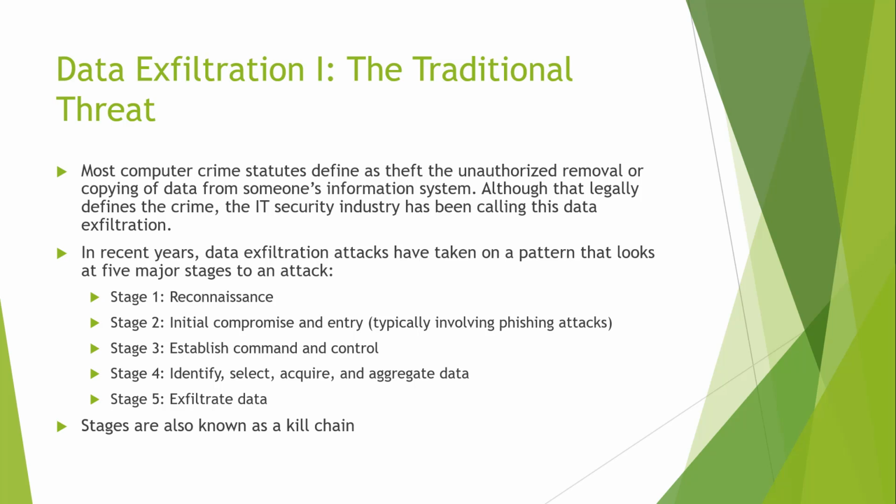However, the common exfiltration attack covers 5 main stages: reconnaissance, initial compromise, establish C2, identify, select, acquire, and aggregate the appropriate data, and remove or extract that data. These stages are typically called the kill chain. The important part here is, if you understand what's going to occur at each of these stages, you start recognizing this type of function on your network.